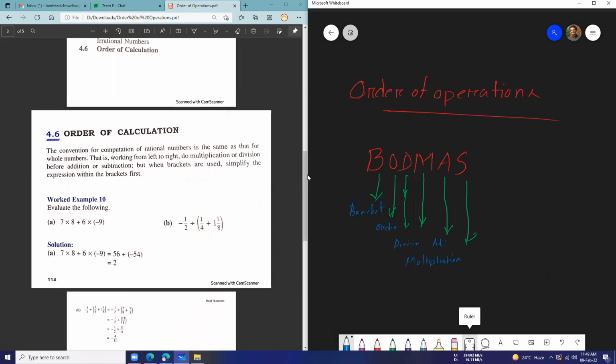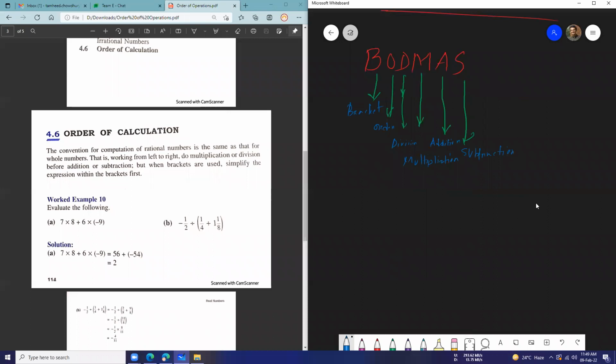Addition, subtraction. All right. So this is called BODMAS. So what is the order over here? How are we going to use this to solve the problems?